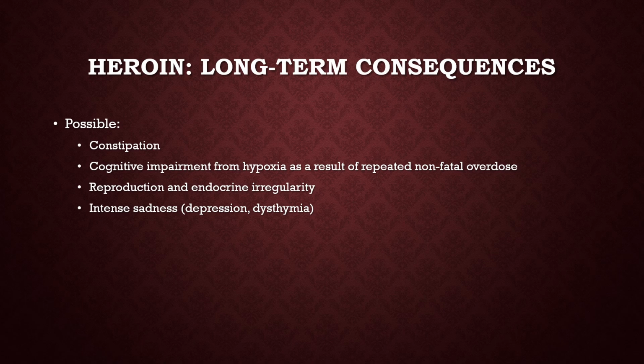And then the endocrine system is affected. Heroin use affects the endocrine system by changing the sex hormones in women. This results in menstrual changes and reduced libido, and it can also lead to reduced testosterone in men and a reduced libido in men.